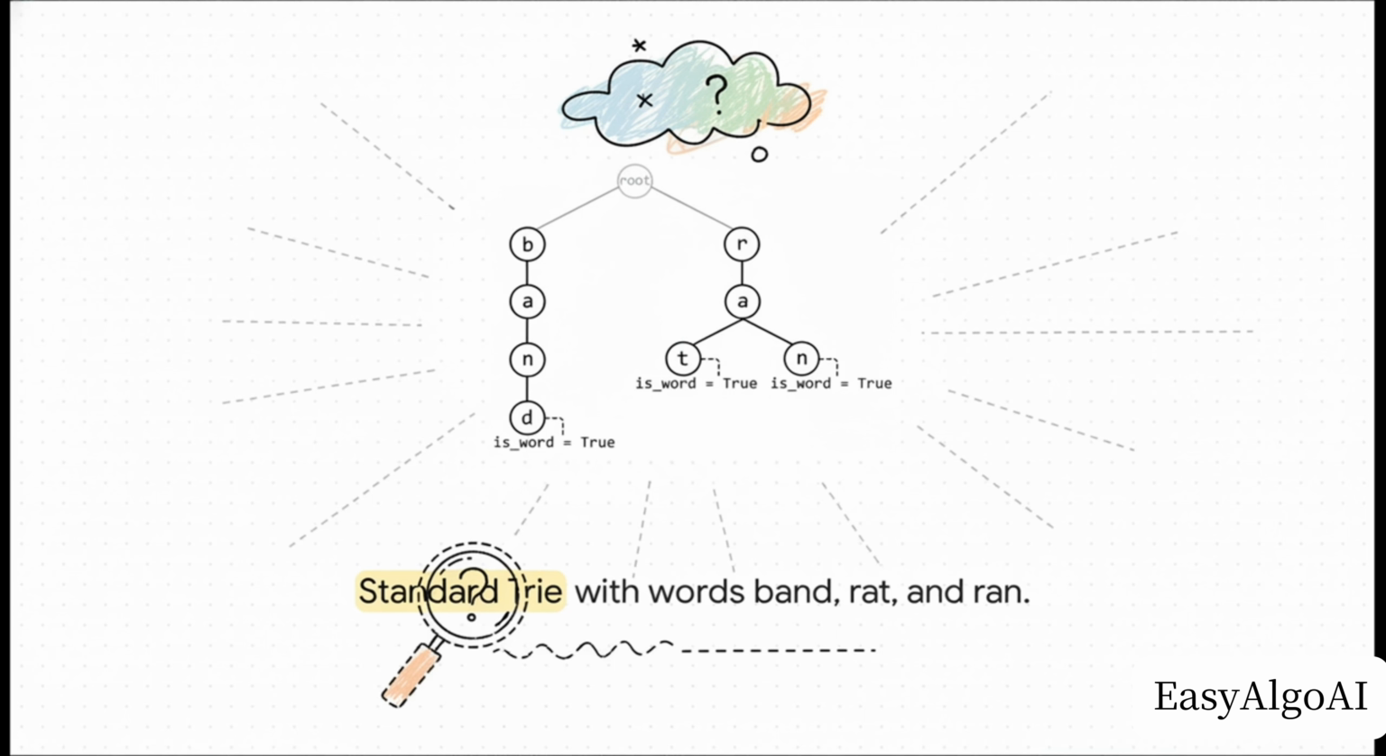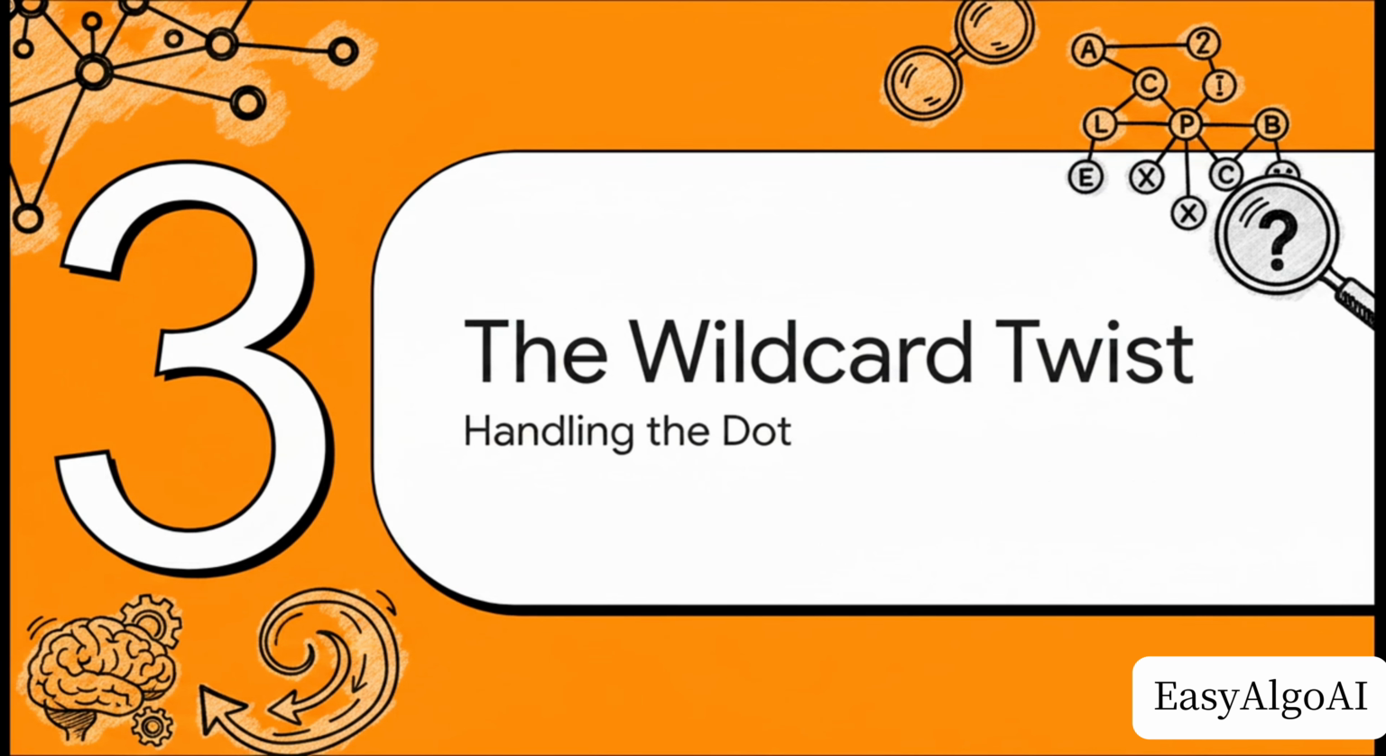You see, a node doesn't just hold a letter. It holds a flag indicating whether that specific node marks the end of a valid inserted word. Like if you trace down to B, A, N, that sequence definitely exists in the tree as part of band. But there is no is word equals true flag on that N because we never inserted the word ban all by itself. Which brings us to part 3, the wildcard twist.